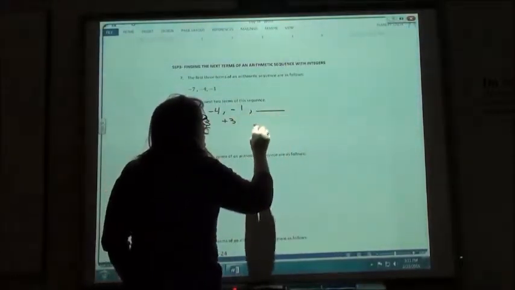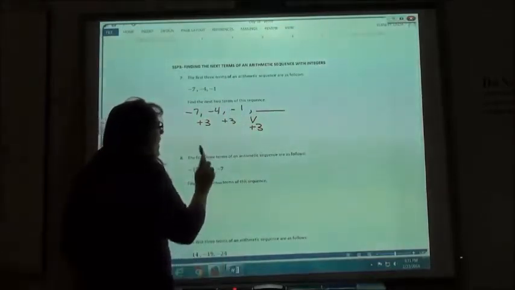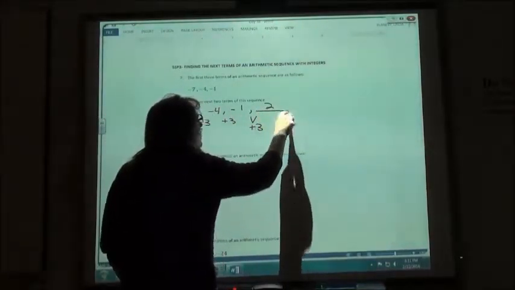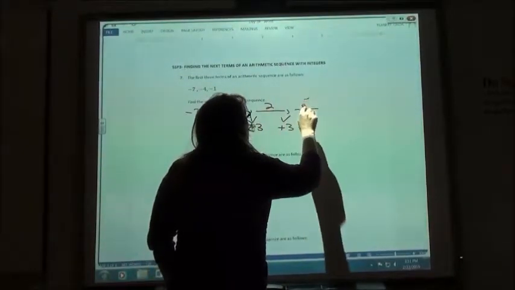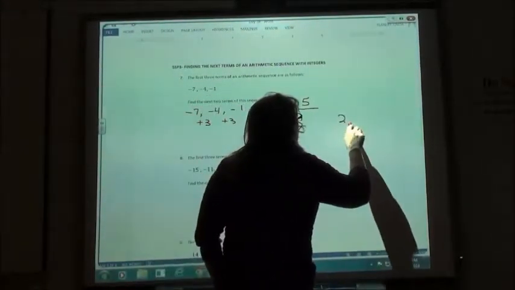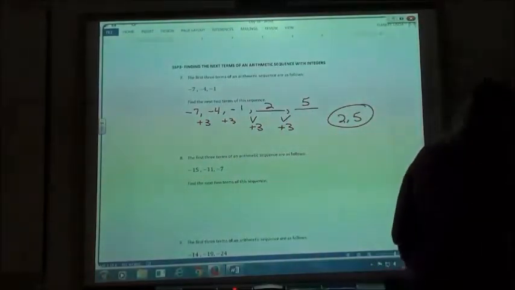So for my next term, I'm going to take negative 1 and add 3. Negative 1 plus 3 would give me 2. For my next term, I'm going to take 2 and add 3, gives me positive 5. So 2 and 5 would be the next two terms in my arithmetic sequence.